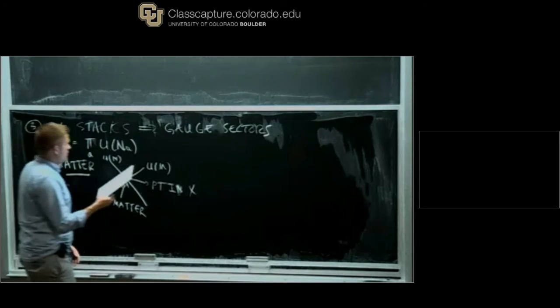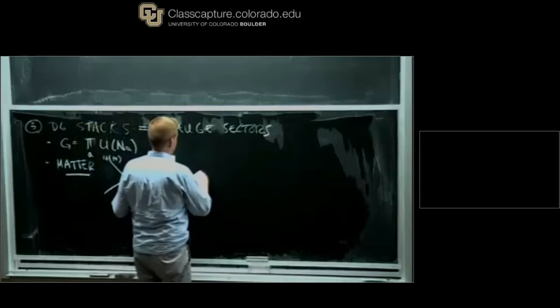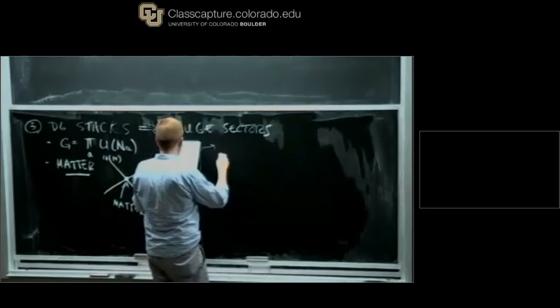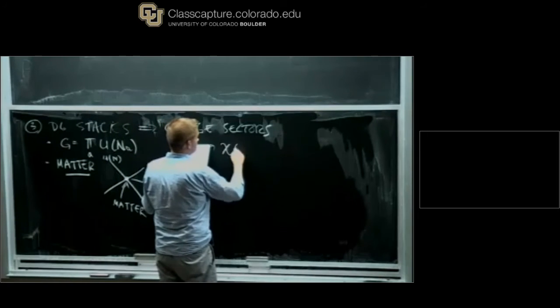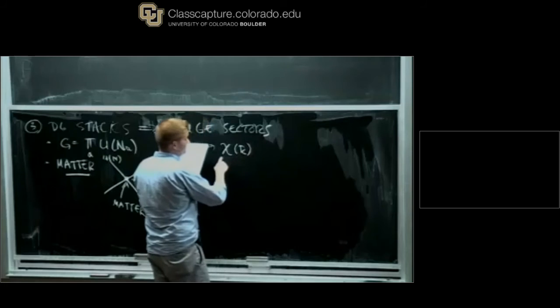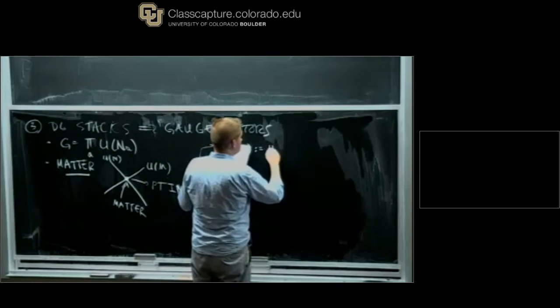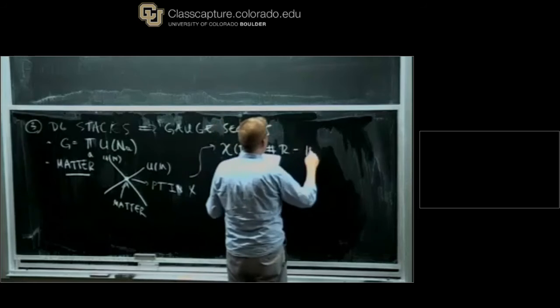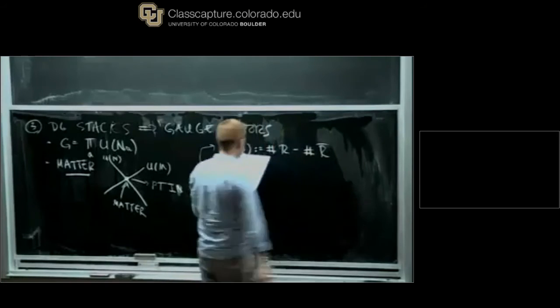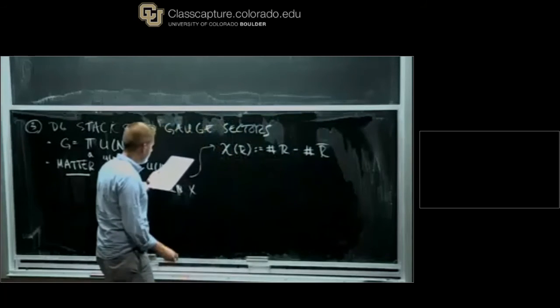OK? But this matter, what you want to know is, in particular, what is the chiral index of this matter? So by chi of r, I mean the number of chiral supermultiplets in the representation r minus the number of chiral supermultiplets in the representation r bar.